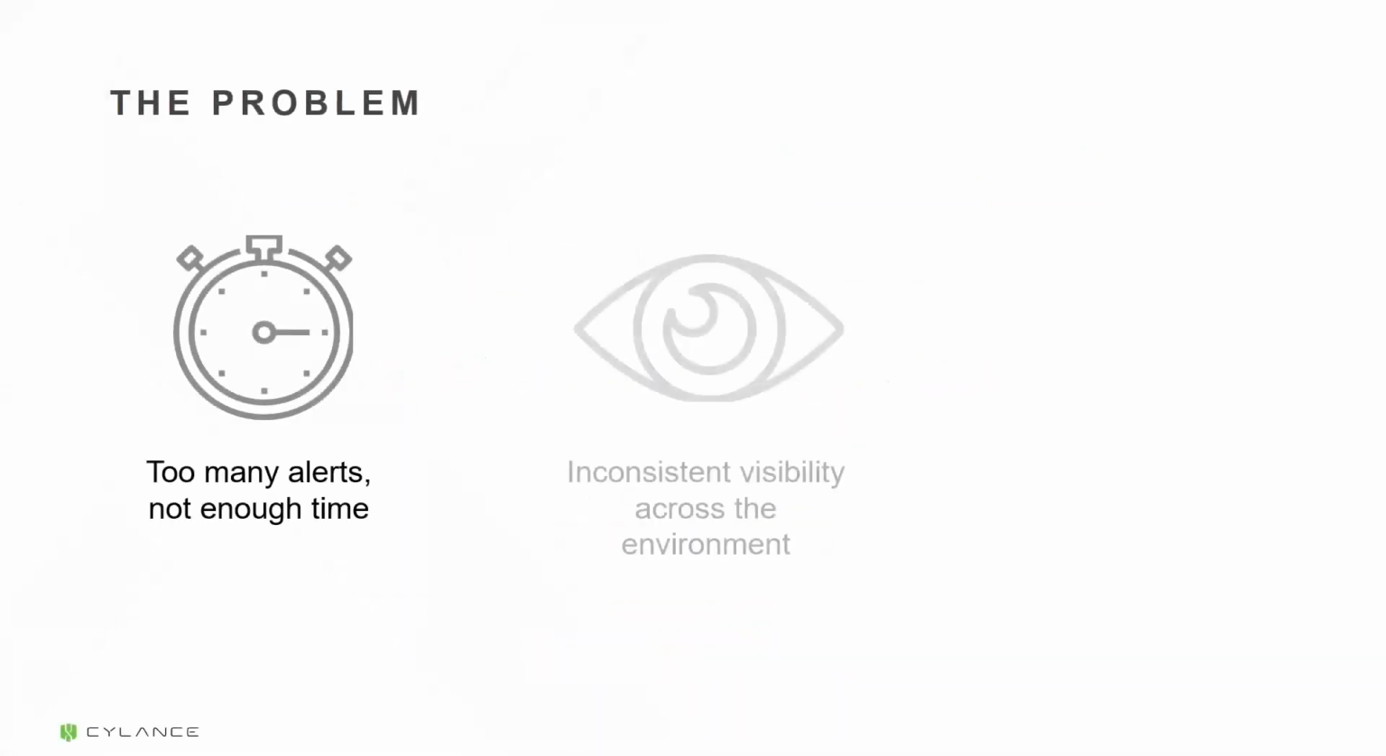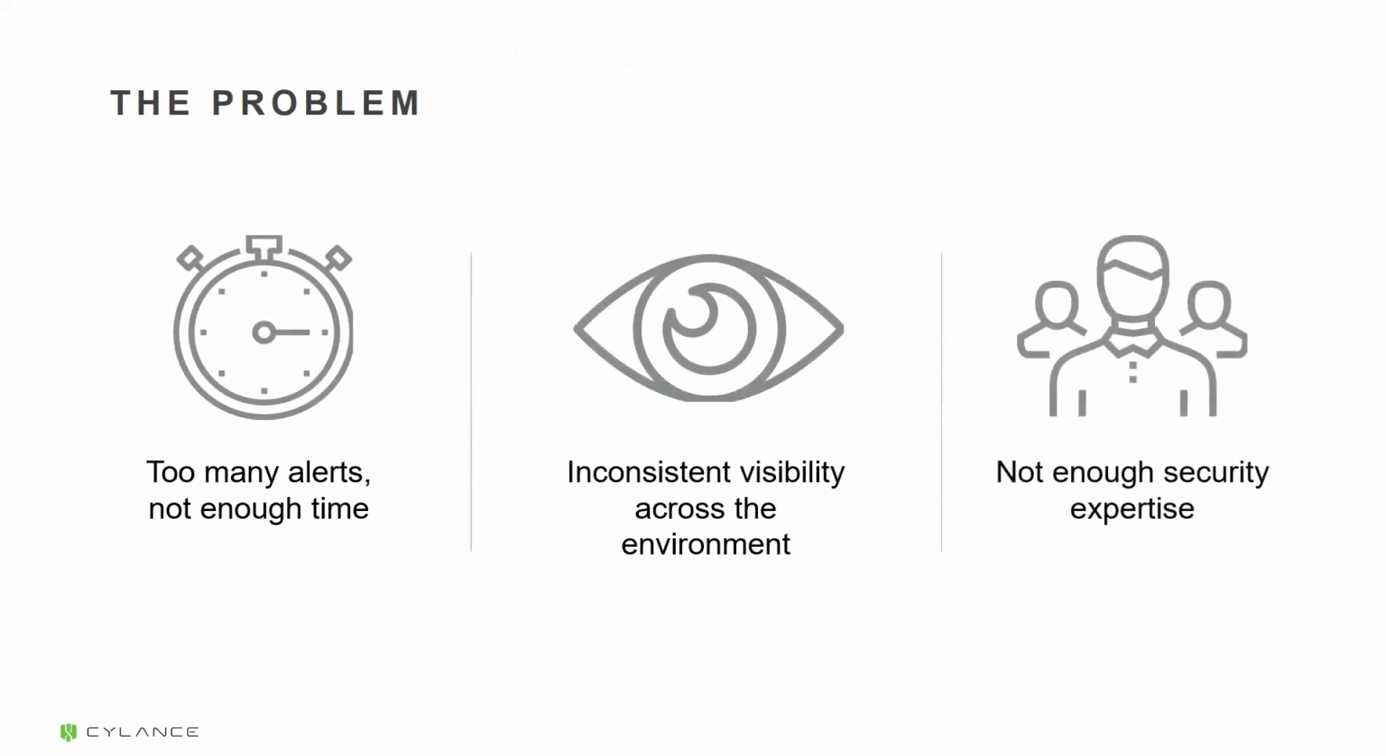So before we get into the meat of the demonstration, I want to set the stage, make sure that we all have the right frame of reference. When we look at the problem that organizations are facing when it comes to securing their environment: too many alerts. Obviously, there are lots of technologies creating a lot of alerts. You have a problem maintaining visibility across your environment, and most of all, one of the biggest issues is we know that there is just not enough security expertise available in the market today.